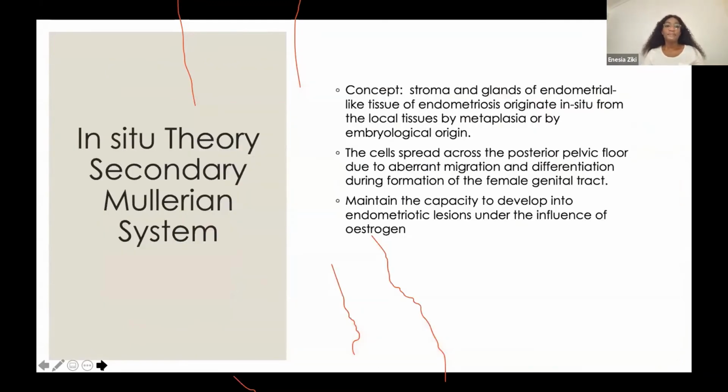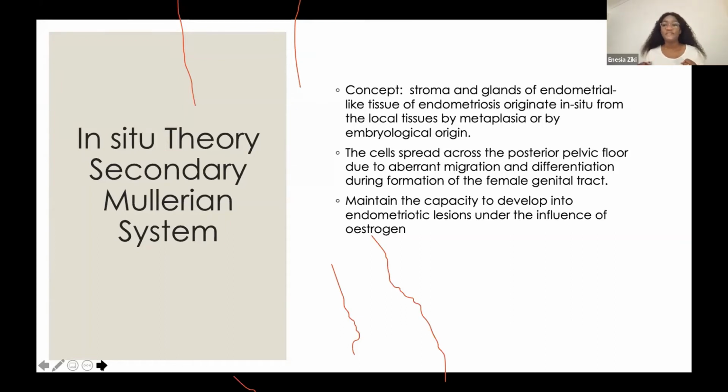So I'll go on briefly to describe the in situ theory, which is basically a theory of a secondary Mullerian system. This concept is based on the fact that stroma and glands of endometrial-like tissue originate from the local tissues by either metaplasia or the embryological origin, and that these cells then spread across the posterior abdominal wall due to, sorry, let me take you back a bit.